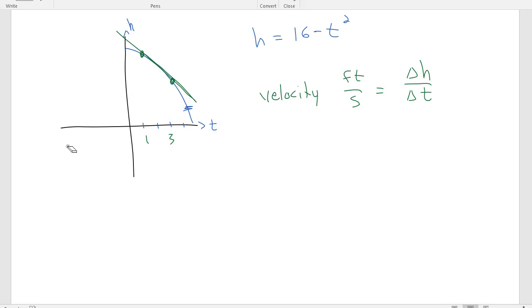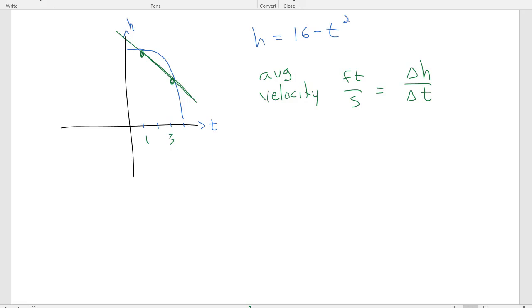We talked about how the secant line was in essence touching the graph in two places. So I'm going to exaggerate this shape here. We had the secant line touching the graph in two places, and that gave us an average velocity. And so what we talked about was, how do we make that velocity become instantaneous?